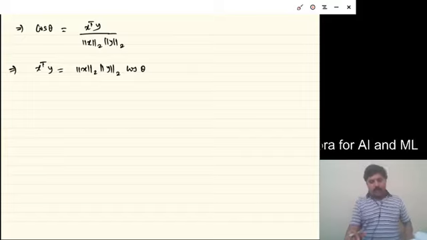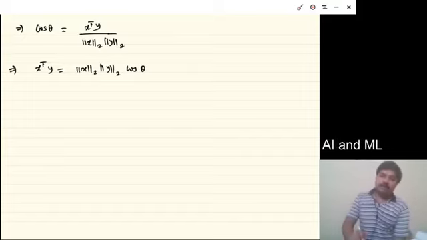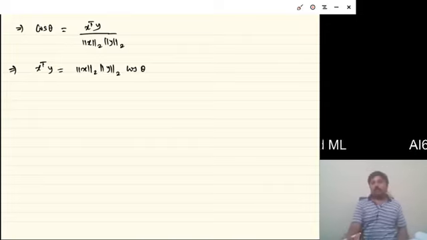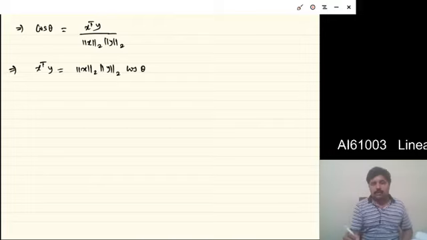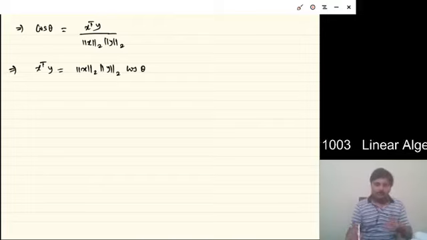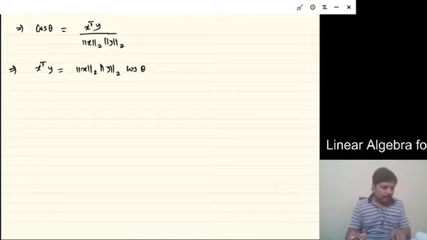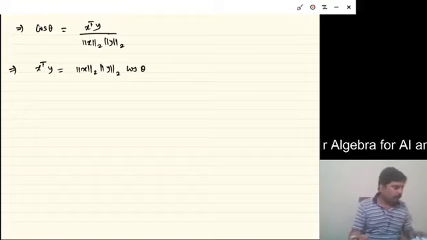So I can write this down. In particular, if x and y are unit norm vectors, so norm of x is 1 and norm of y is 1, then x transpose y is actually cos theta. This is how we defined the angle between the vectors x and y in coordinate geometry in school. So the concept of angle between vectors matches this particular formula.